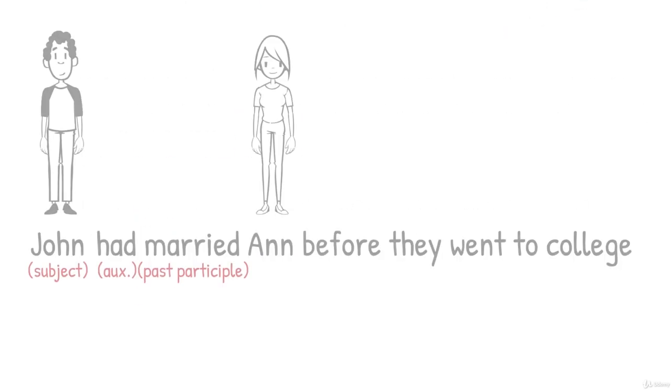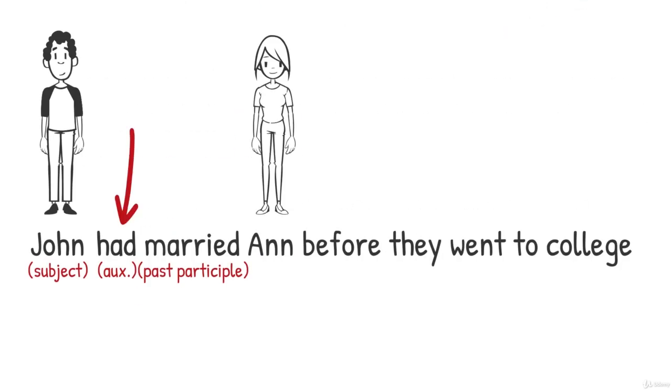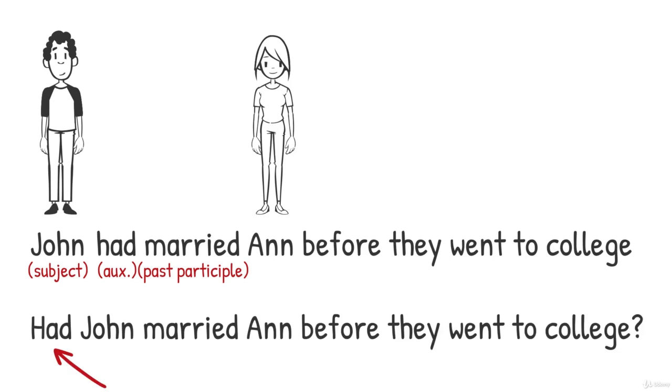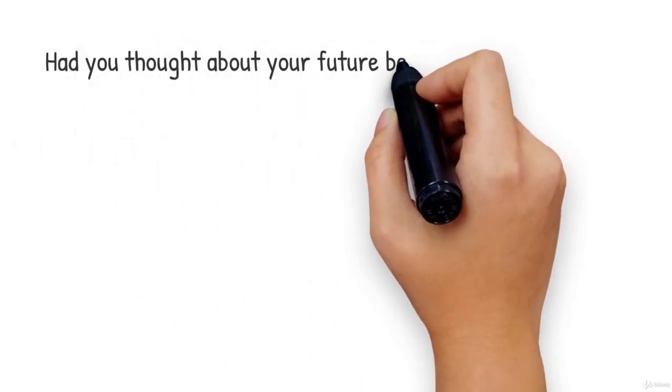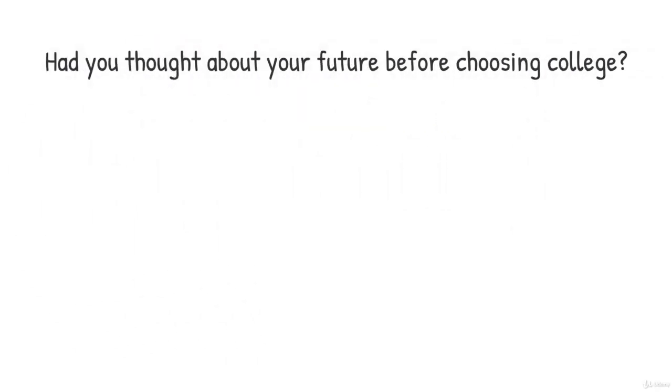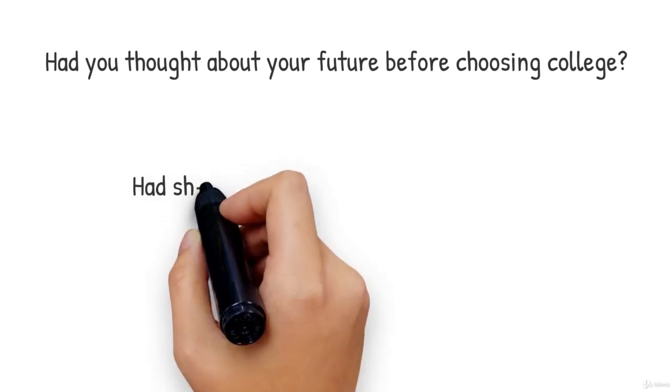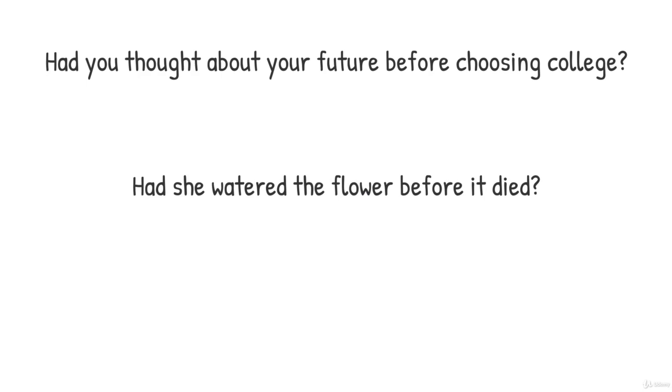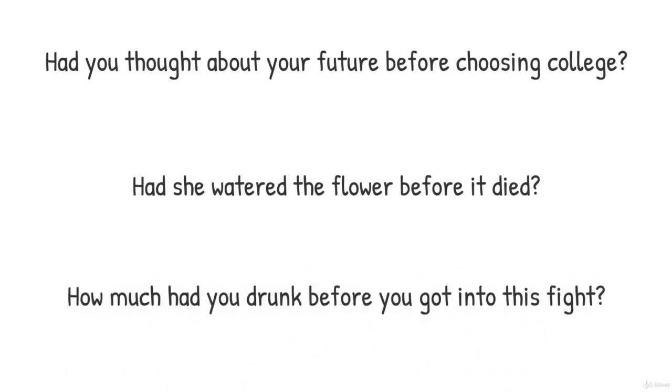In questions, the auxiliary verb had goes before the subject. For example, had you thought about your future before choosing college? Had she watered the flower before it died? How much had you drunk before you got into this fight?